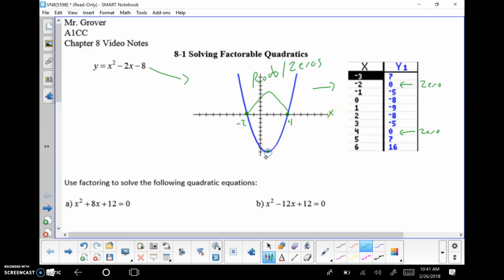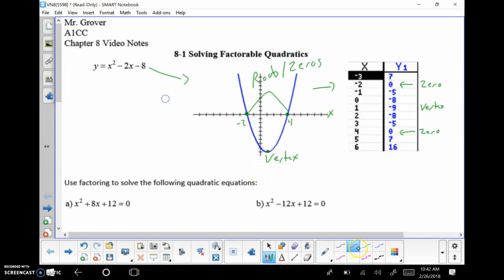And we also talked about the vertex, which in this case is the point 1, -9. And on the table, you're looking for that point that doesn't repeat. It's where the pattern kind of turns around and changes. The axis of symmetry would be x equals 1, the x value of the vertex. That's that vertical line right down the middle.